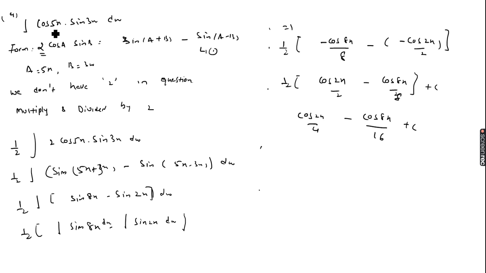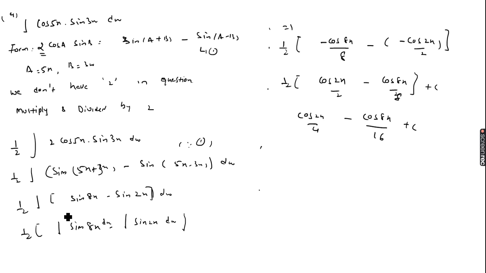Here A is 5x and B is 3x. But in the given question we do not have a 2, so we multiply and divide by 2. So therefore 1 by 2 into cos 5x sin 3x. From 1 it is sin A plus B minus sin A minus B, sin 5x plus 3x. Apply the formula, we get sin 8x minus sin 2x.